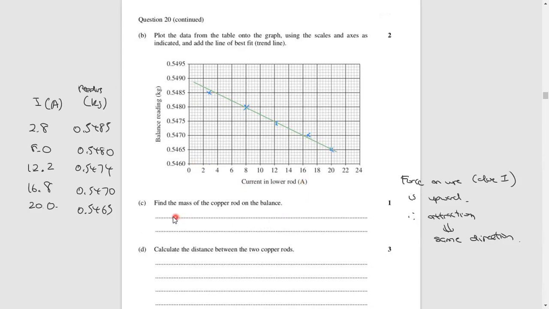All right, so we now have the graph, plot the data using the scales and axes. And oh yeah, so they've been very clear about what you need to do here, which is very nice of them. But just make sure, even if they don't tell you that, you actually still need to do that. Okay. Find the mass of the copper rod on the balance.